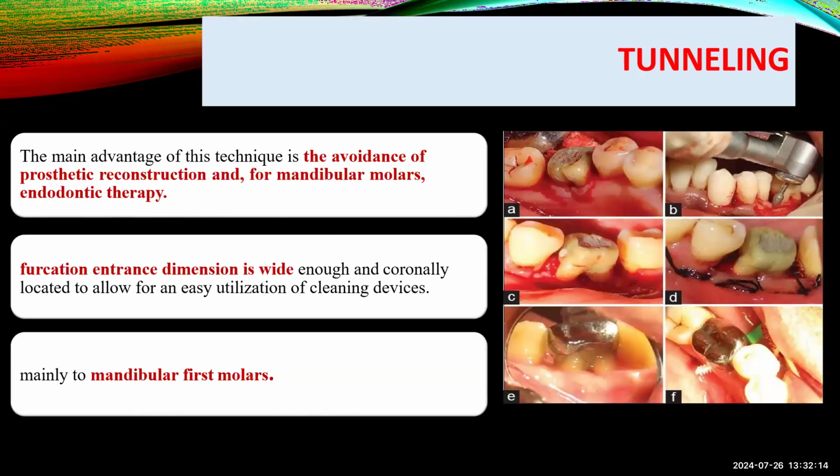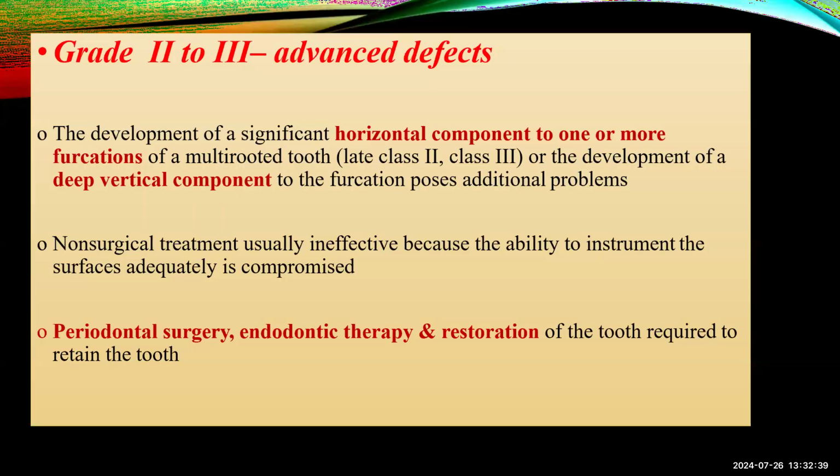Tunneling: the main advantage is the avoidance of prosthetic reconstruction and, for mandibular molars, endodontic therapy. The furcation entrance dimension is wide enough and coronally located to allow for easy utilization of cleaning devices. That is, both the patient as well as the clinician can clean the area. This tunneling is mainly done in the mandibular first molar region.